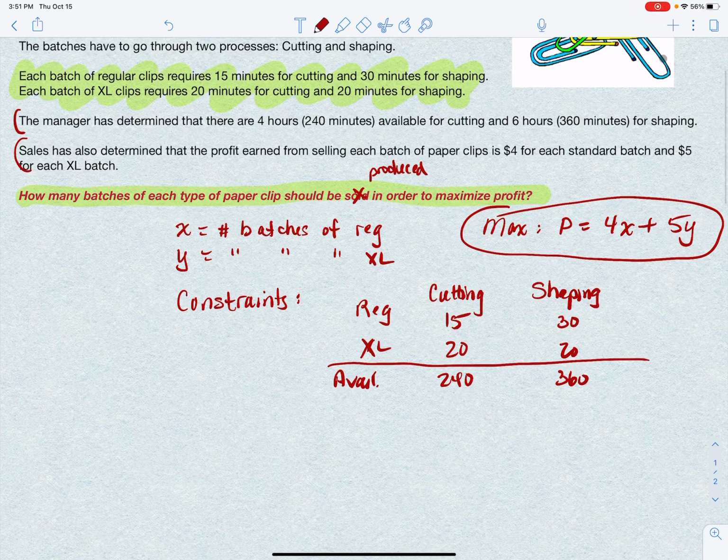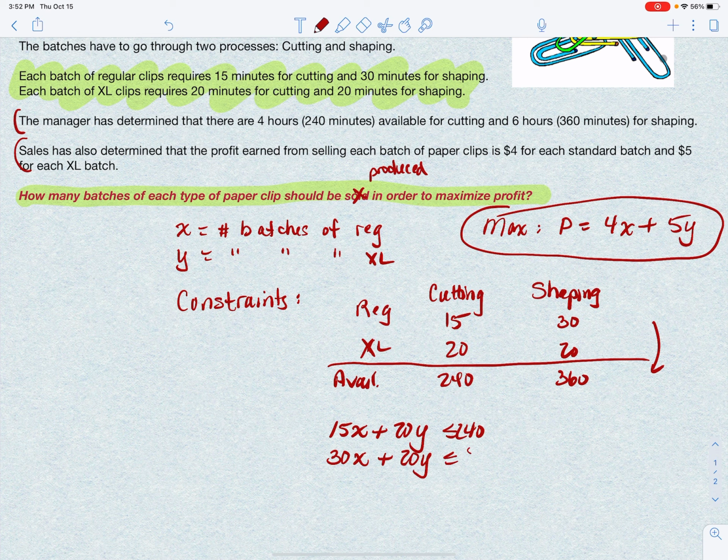So my constraints, reading this way, tell me that 15x plus 20y is less than or equal to 240, and 30x plus 20y is less than or equal to 360. Here we're not assuming that we use everything that's available, but knowing that it is available, whatever I produce has to be less than or equal to it.